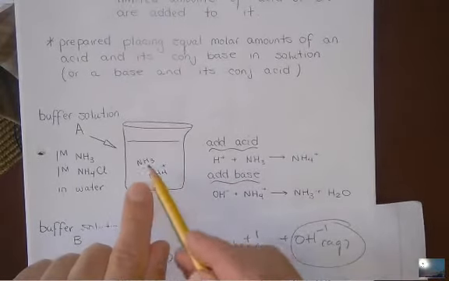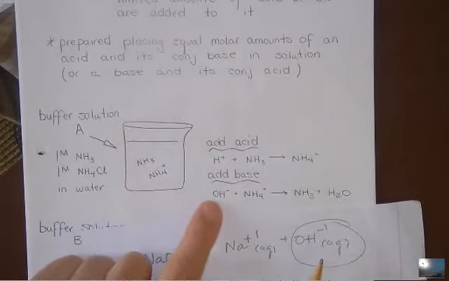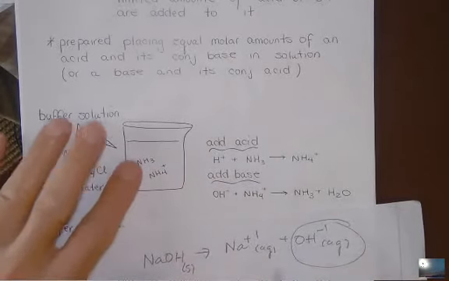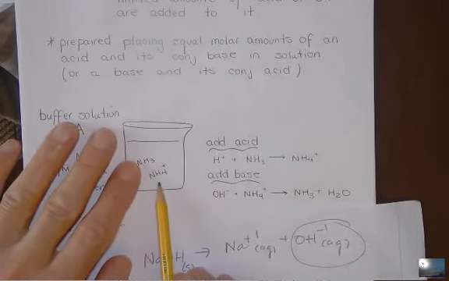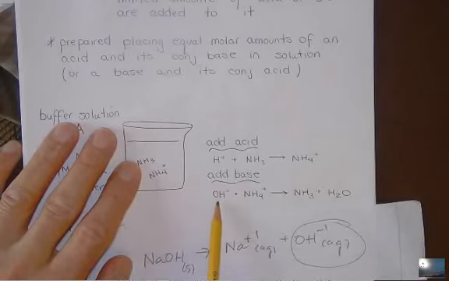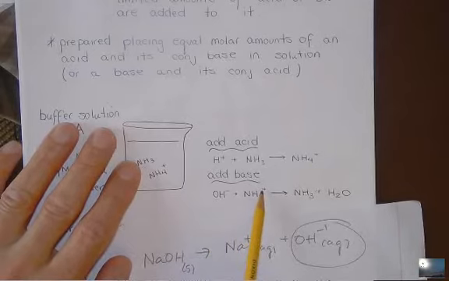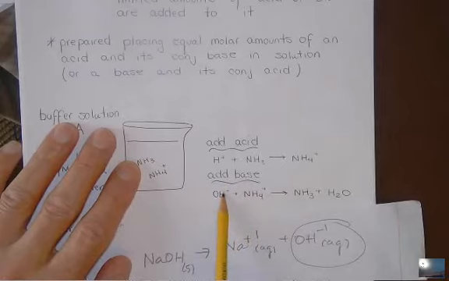Well, in that situation, Batman and Robin are hanging out. Robin says to Batman, "Batman, don't worry. It's a base. I'll take care of it." So ammonium is perfectly suited to react with hydroxide. Look at that. Ammonium has an extra proton ready to be delivered to hydroxide to make ammonia and water.